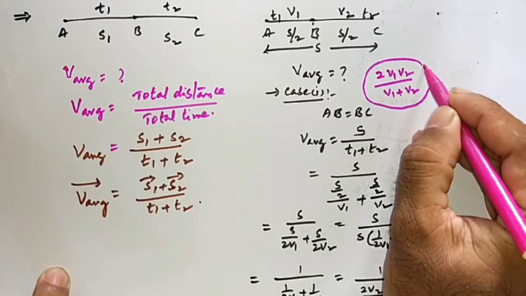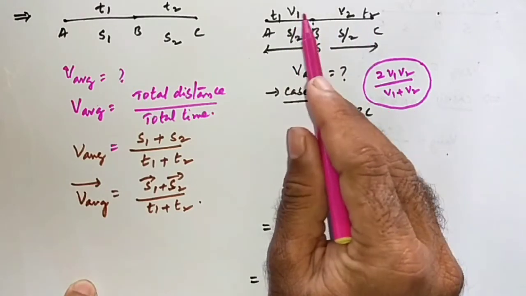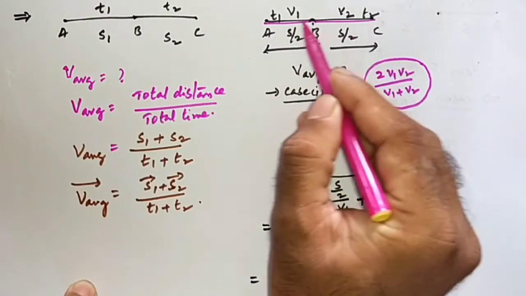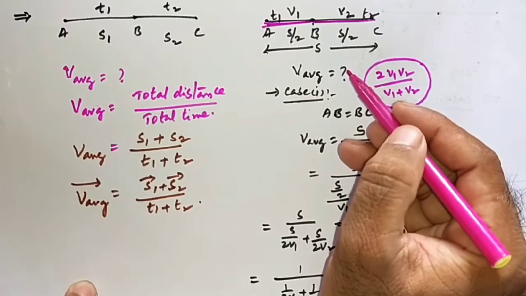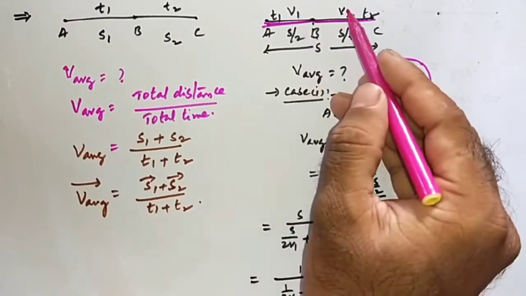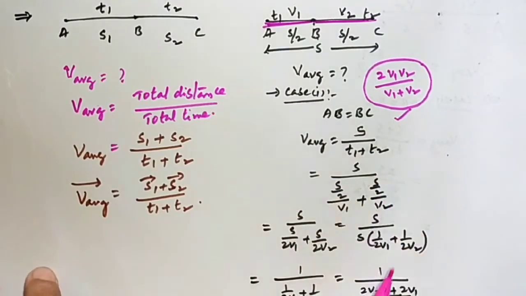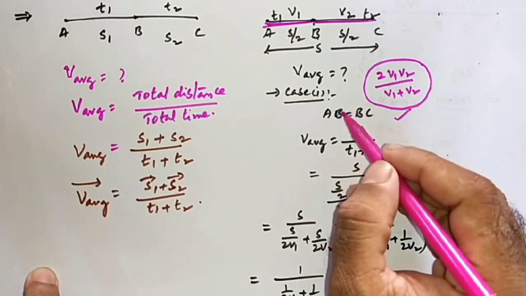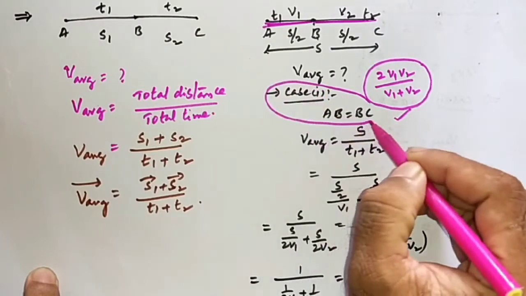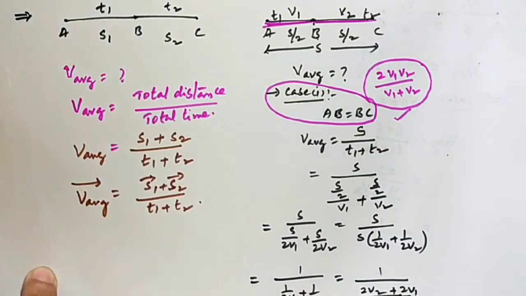Remember this. When the body travels equal distance with different speeds, it travels equal distance, S by 2, S by 2, 4 meters, 4 meters, 10 meters, 10 meters, 1 kilometer, 1 kilometer. If it travels equal distance with different speeds v1 and v2, directly you can use this formula. No need to simplify this. This is for your knowledge purpose. I gave the derivation. Directly you can use this formula when distances are equal: 2v1v2 by v1 plus v2. Now let us see the next case.